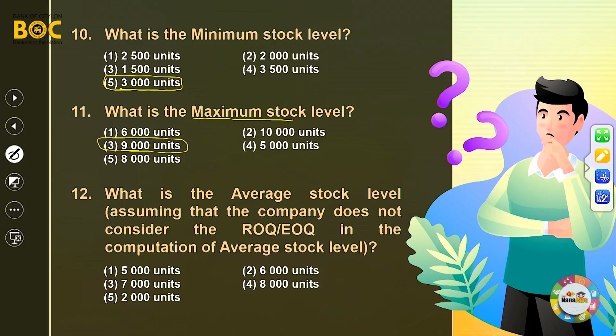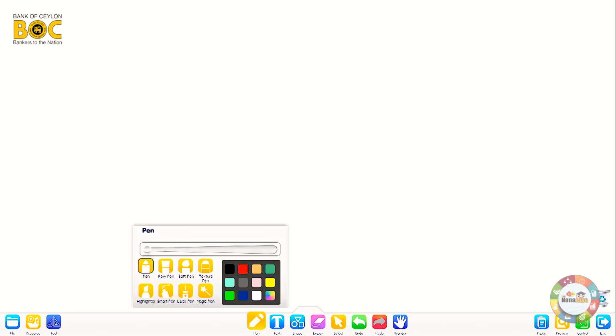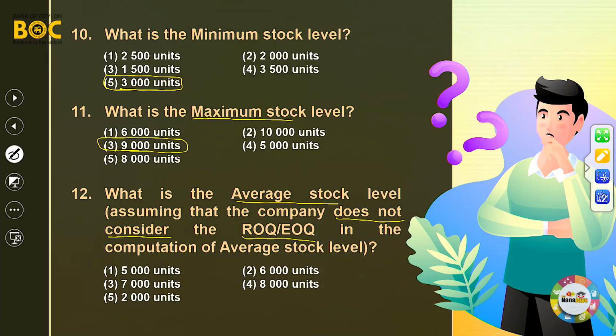So what is the average stock level? Assume the company does not consider the reorder quantity or economic order quantity in the computation of the average stock level. It's very difficult to maintain an average value for the inventory. Why? Inventory is always subject to changes. This is question number 12.